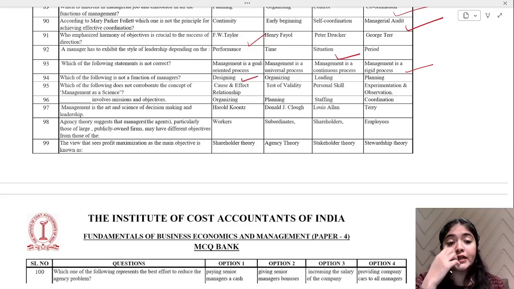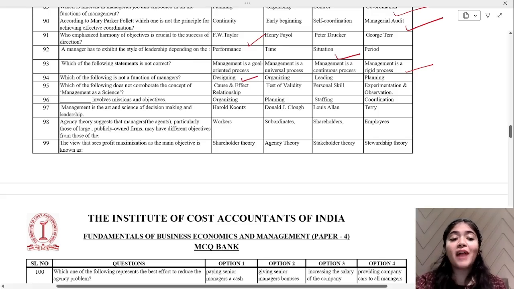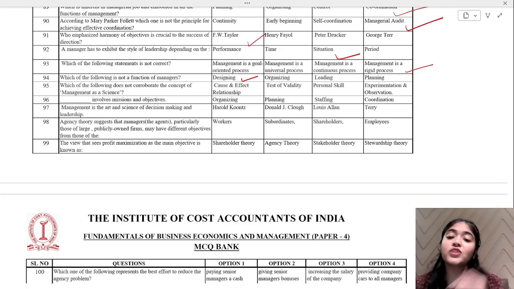Which of the following does not corroborate the concept of management as a science? Cause and effect relationship, test of validity, personal skill, experimentation, and observation. What do you think is not corroborating with the concept of management as science? Cause and effect is going to give you that it is related to science. Test of validity, that is done in science. Experiment and observation is the essence of science.